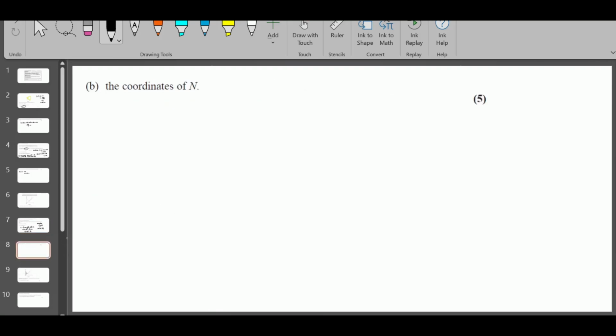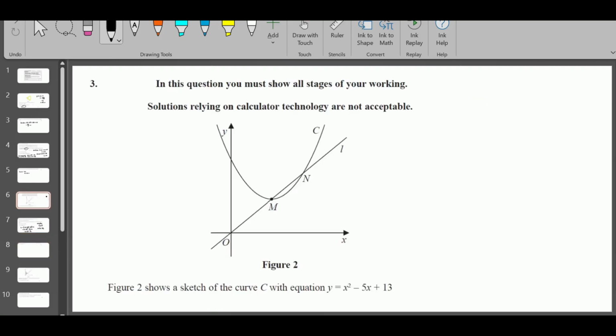Part B now. Find the coordinates of N now. To find the coordinate of N, we need to know the equation of the straight line. We already know the equation of the curve. We can find the point of intersection, right? How do we find the equation of the line? The line passes through the origin and the point M, 5 over 2, 27 over 4. If we know 2 points, we can find the slope and find the equation, right? That's what we are going to do first.